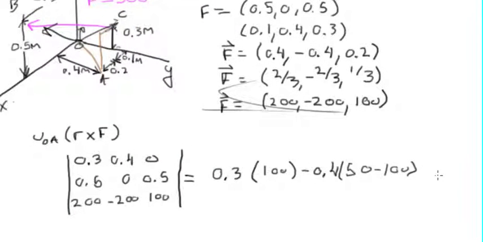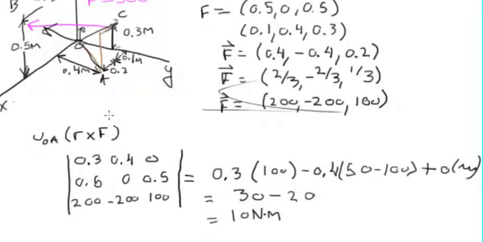And moving on to the last term, plus 0 times, it doesn't matter because it's going to end up 0. So right here you have 0.3 times 100, 30 minus, there's going to be minus 0.4 times a minus 50, or 0.4 times a positive 50, 20 right here. In total, you're going to get 10 Newton meters of force about this axis.